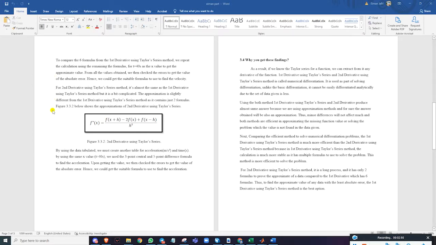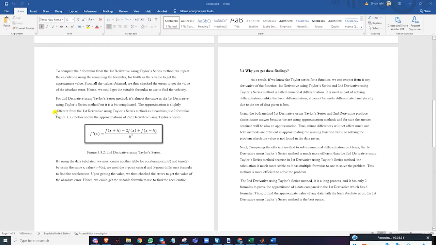So the second derivative is almost the same as the first derivative, but it's a bit more complicated. The approximation is slightly different from the first derivative because it contains just 2 formulas. By using the tabulated data, we must create another table for acceleration, in meters per second squared, and times, using the same x value. We use the 3 point central and 5 point difference formulas to find the acceleration. Upon getting the value, we then check the errors to get the absolute error. Hence we got the suitable formula to use to find acceleration.